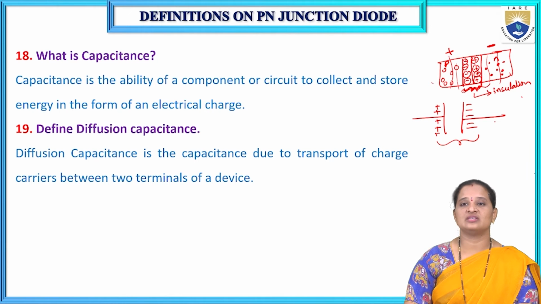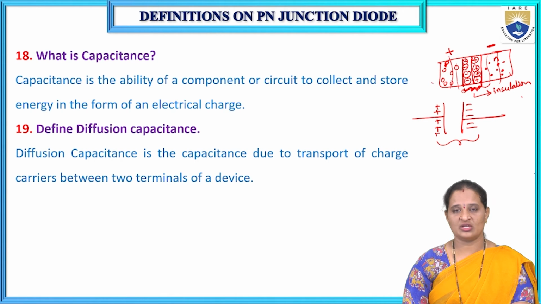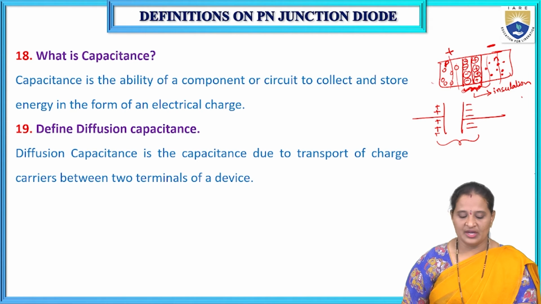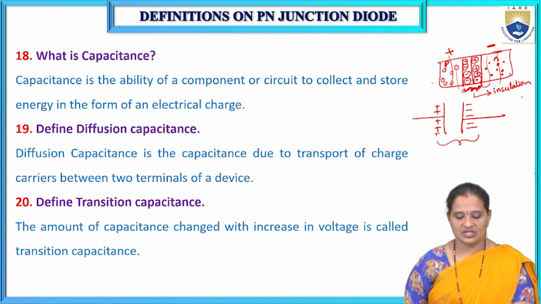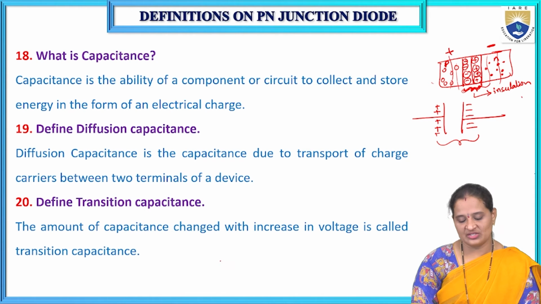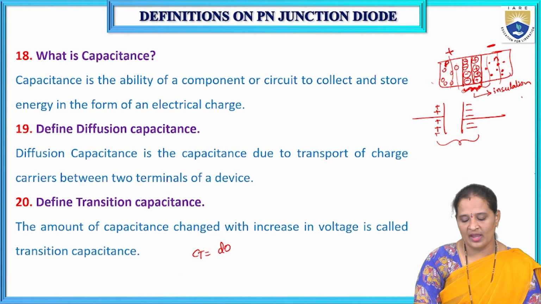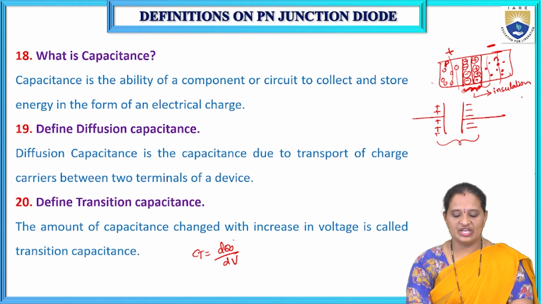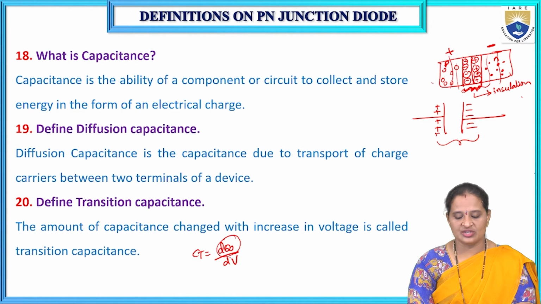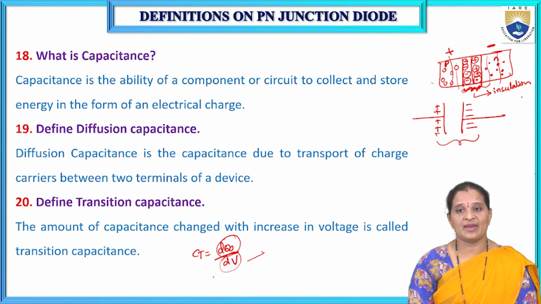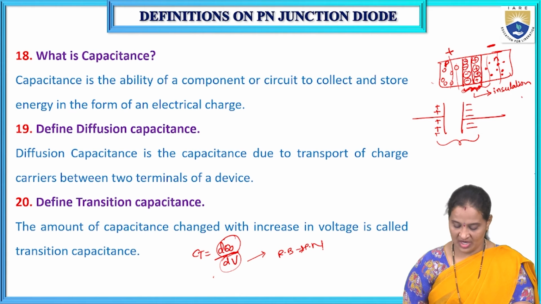So the capacitance existing in a forward biased PN junction diode is called diffusion capacitance, and this is due to the transportation of charge carriers between the two terminals of the device. Now coming to the transition capacitance, the amount of capacitance changed with increase in voltage is called transition capacitance. So CT is given by dQ by dV. The change in the charge with respect to the change in the voltage is called transition capacitance, and this is the capacitance existing in the reverse biased PN junction diode.